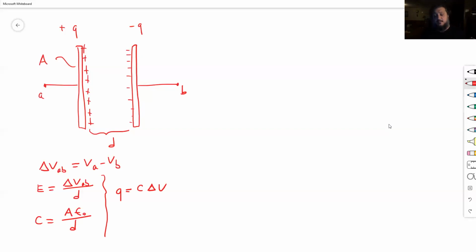Okay, now here's the thing though. Suppose I want to add more charges, all right? I want to add more charges to it. Now here's how you think about it. This is my electric field. If I wanted to take a negative charge from the left side, an electron, and bring it to the plate on the right-hand side, how much work would I do?